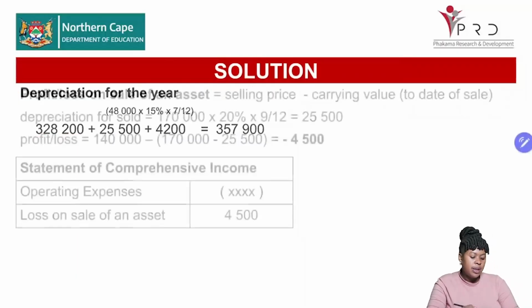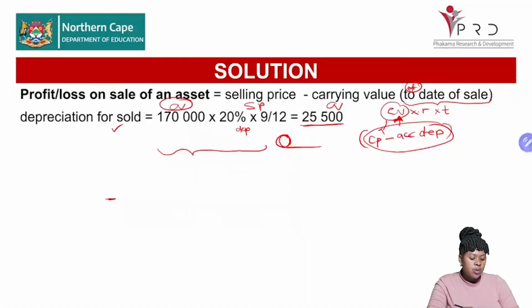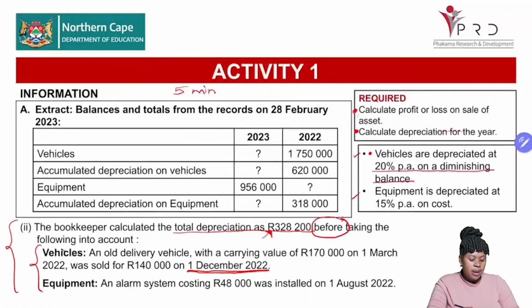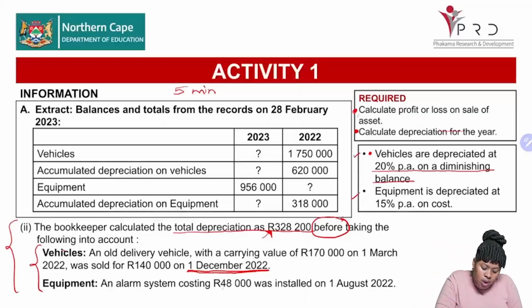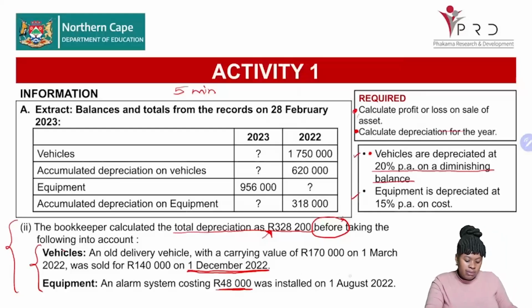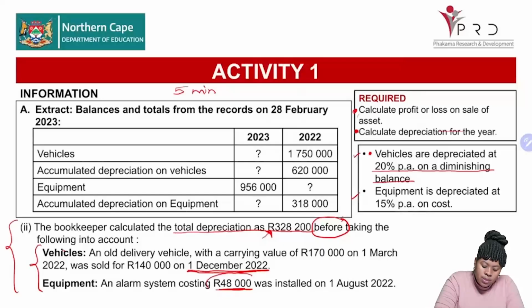It says it was a trade in. Let's quickly go to our information so that we are able to see what I am talking about. Pardon me for that. It's actually equipment. An alarm system costing 48,000 was installed on 1 August 2022. So they installed an alarm system in one of the vehicles there. So then obviously the alarm system increases the cost price. So we have to calculate the depreciation of the alarm system.